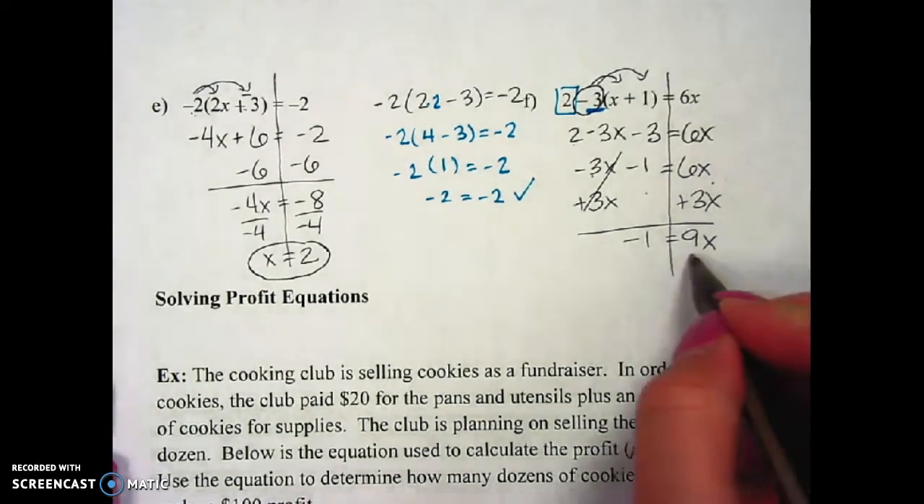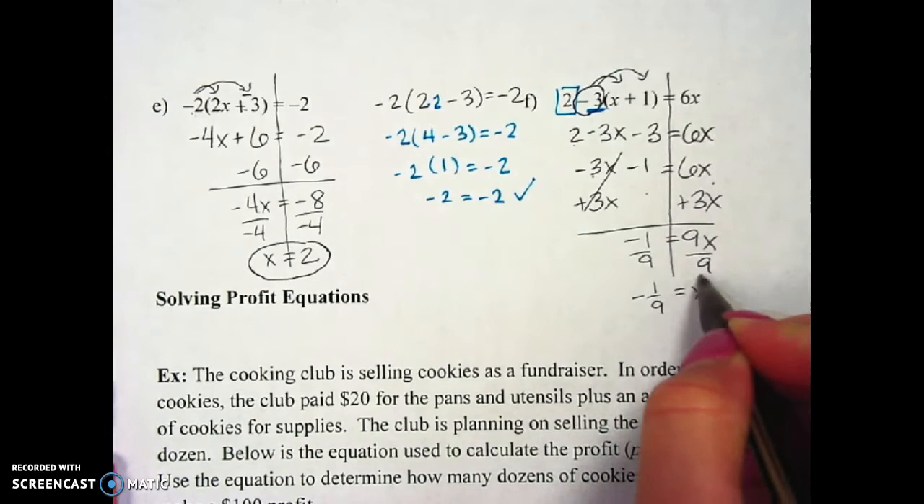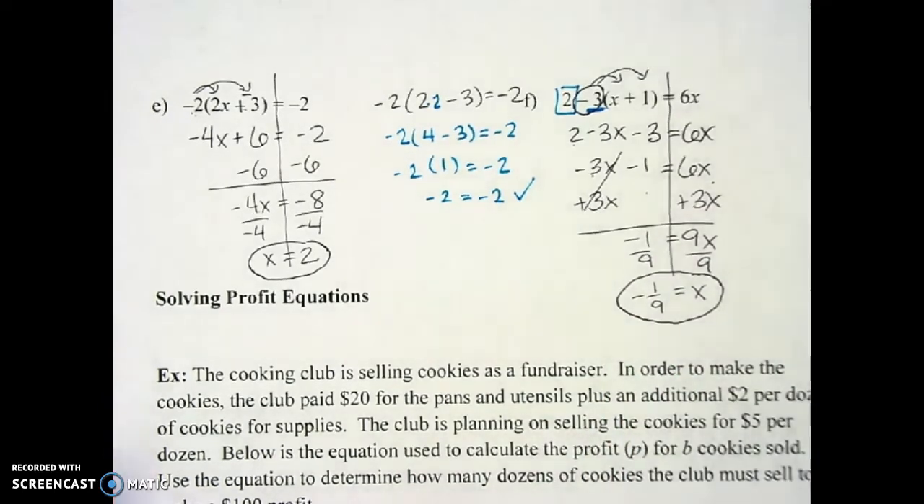Last step, simply divide. So negative 1/9 equals x. It's okay to get a fraction. You can turn it into a decimal if you'd like as well, or you can just go ahead and leave it as negative 1/9.